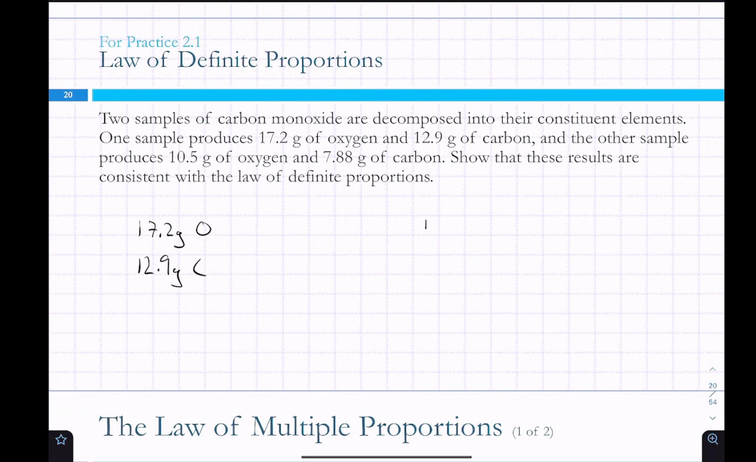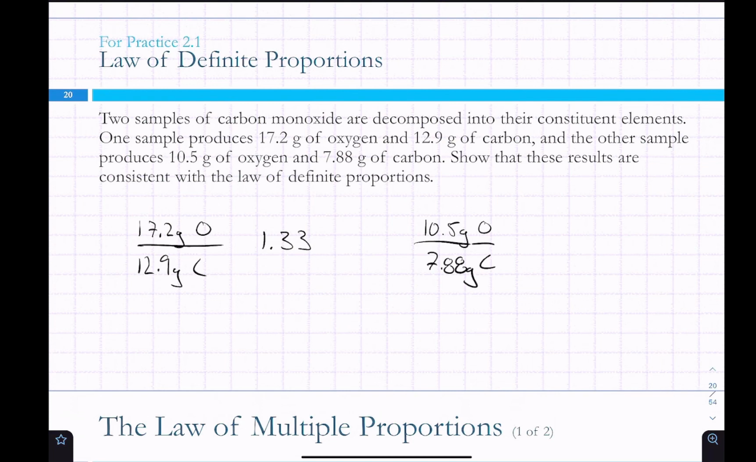And then the other sample is 10.5 grams of oxygen and 7.88 grams of carbon. If we just divide those, you could divide them either way. It could be oxygen over carbon or carbon over oxygen. In general, it's a little bit nicer to try and get whole numbers, so you put the larger number on top. So what was that for the first one? Say 1.3. Oh, I missed a decimal. 1.33.